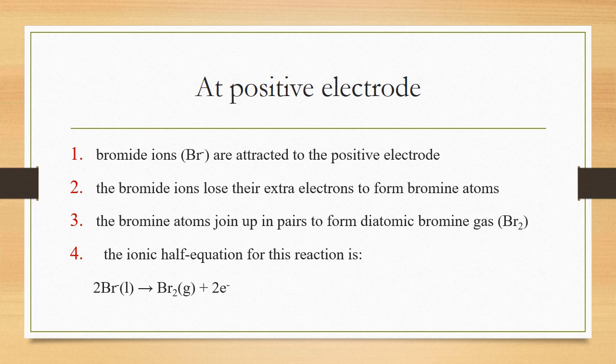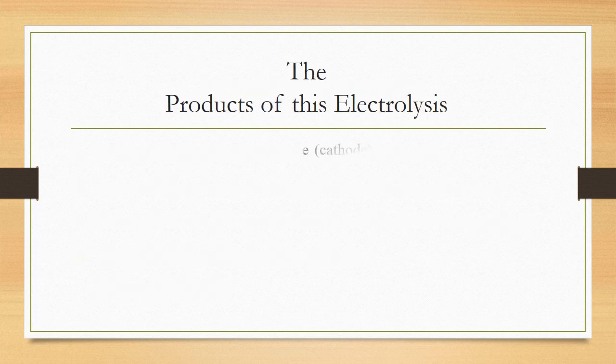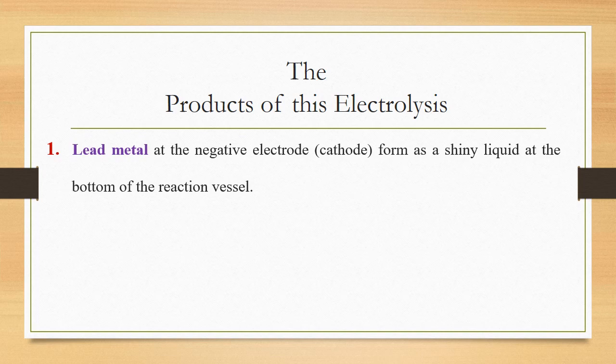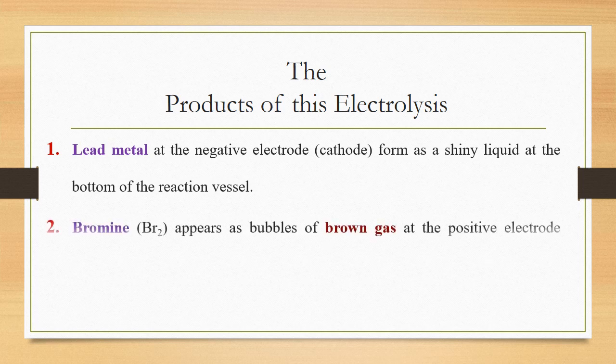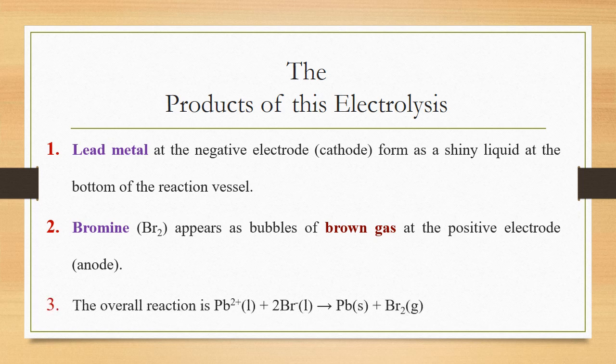So this is all about redox, reduction and oxidation. Therefore, the products of this reaction are going to be lead metal at the cathode, a shiny liquid, usually at the bottom of the reaction vessel because lead is quite dense. It falls off and goes down, and bromine appears as bubbles of brown gas at the positive electrode, or anode. The overall reaction is lead 2 plus and 2 bromide minus, giving lead and bromine.